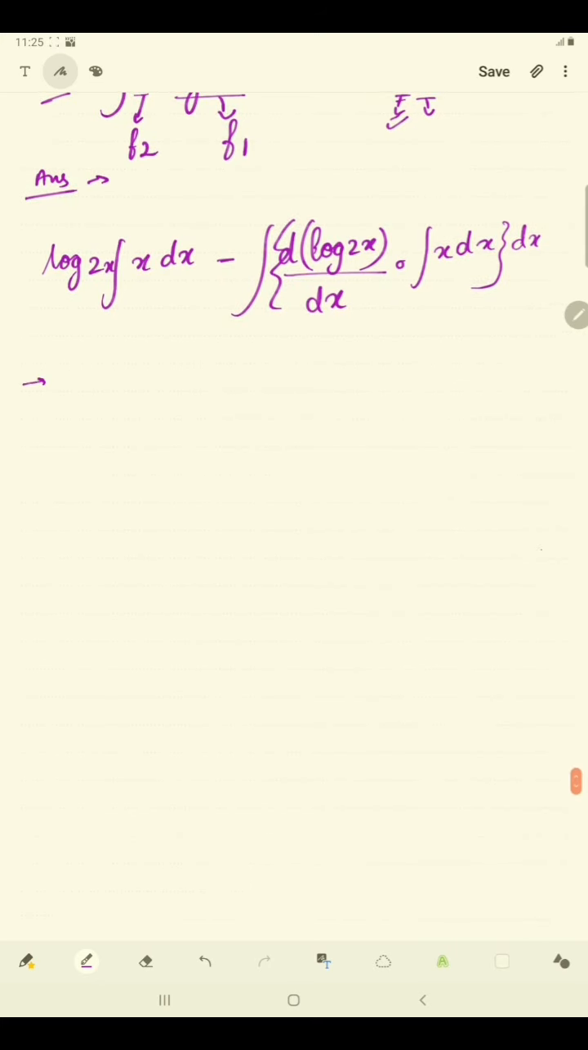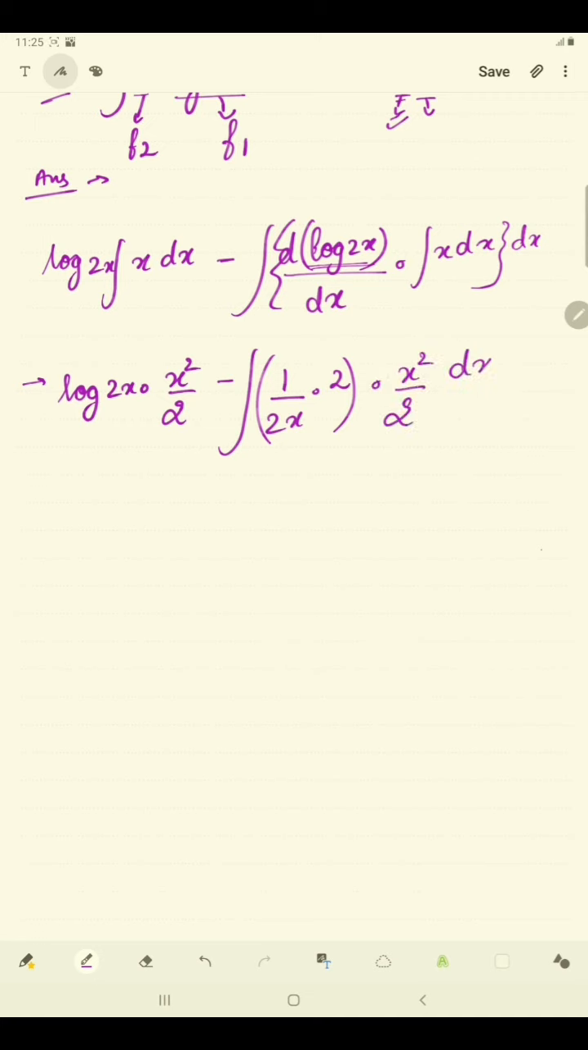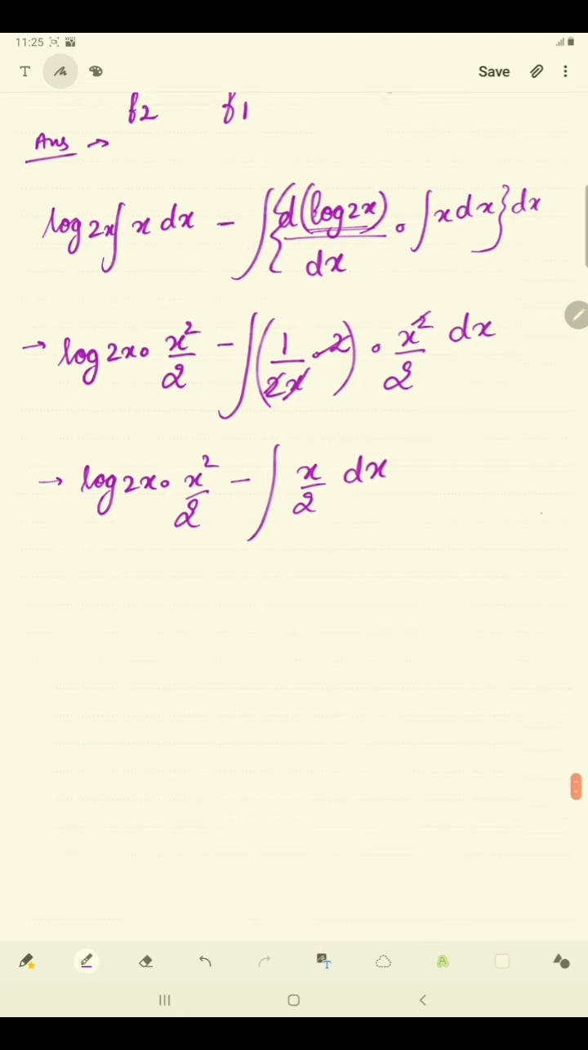Now applying the formula and solving this further, we know that integration of x is x square by 2, negative of integration of, now differentiation of log 2x is actually 1 by 2x dot 2. Applying chain rule over here, we know that this should be solved to this. Integration of x is x square by 2, x dx. Now the x gets cancelled over here, 2 also gets cancelled, so now we are left with log 2x dot x square by 2 minus integration of x by 2 dx.